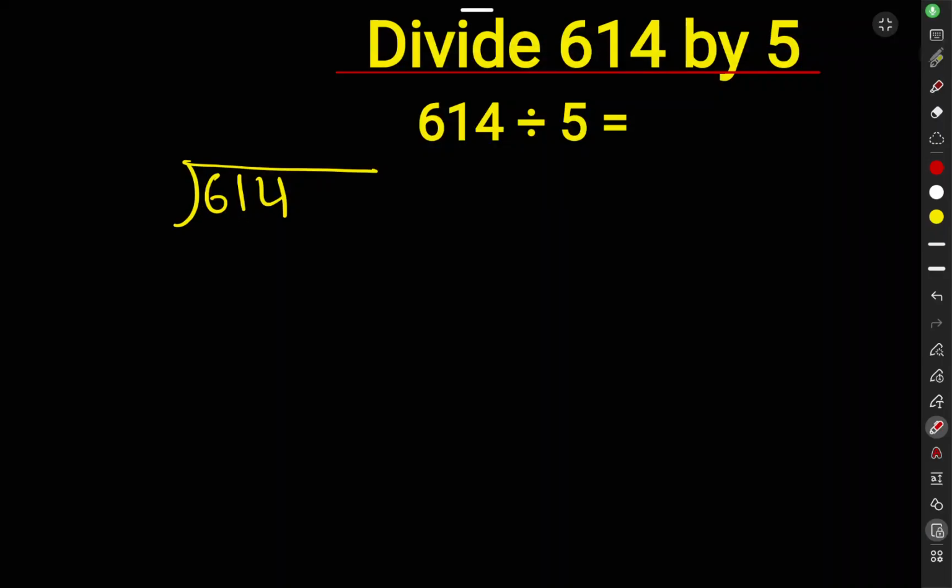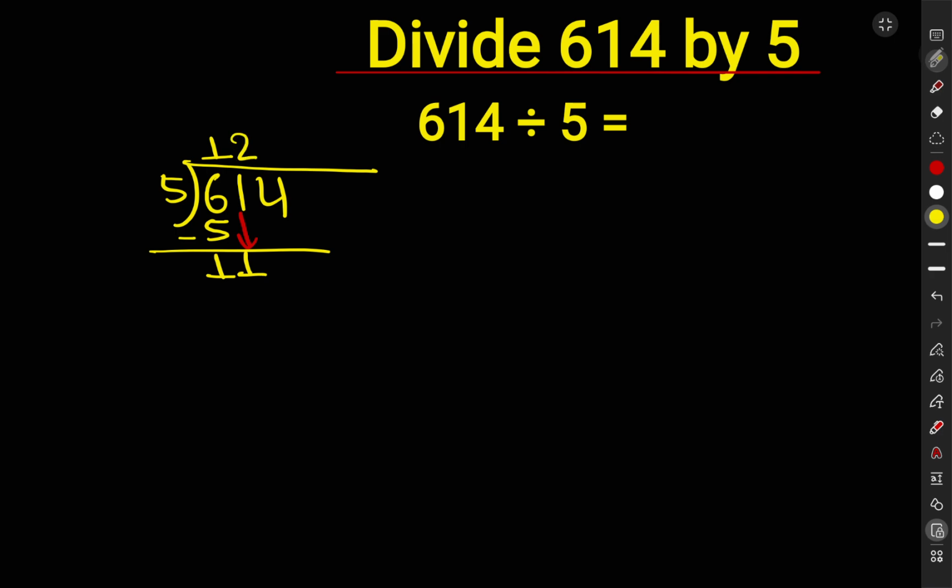We divide 614 by 5 in long division method. So 5 times 1 is 5. On subtracting we get 1. So again we put down this 1 and it is 11.